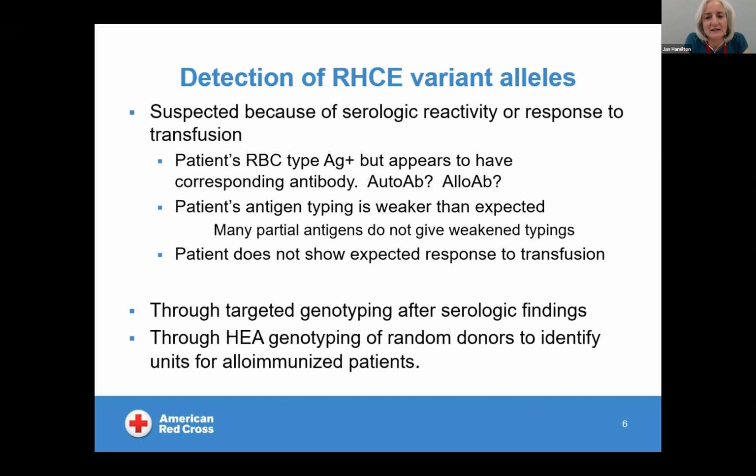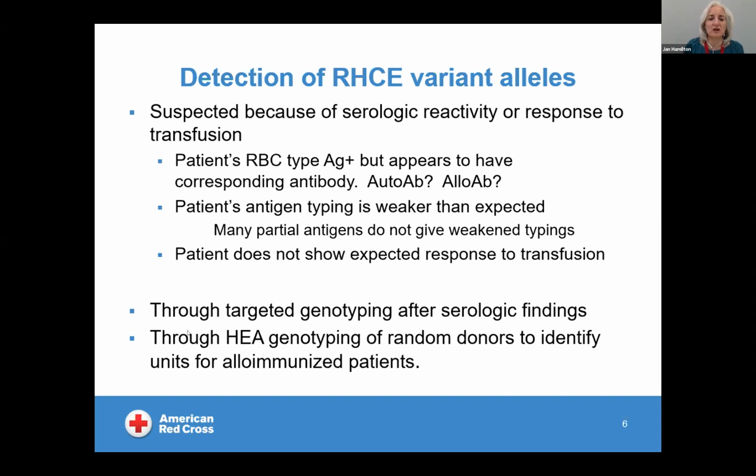So getting down to how do we detect these Rhce variant alleles? Well, I'm a serologist, and so I find these in the serologic reactivity that I am seeing in my patients. We may be looking at what looks like a relatively straightforward anti-little e frequently, but the patient's red cells type as little e positive. So the question is, is this allo antibody or is this autoantibody? And we may come to discover a variant that way. On occasion, the patient's antigen typing might be weaker than expected, and this depends upon the reagents that we might use, but understand that many of these partial antigens do not give weakened typings. And so while I guess we're lucky if we see very weak little e or little c antigen typings that would give us a clue, that often doesn't happen. And then our patients may not be showing the expected response to transfusion and generate additional study that will result in identifying a variant allele and the corresponding antibody.